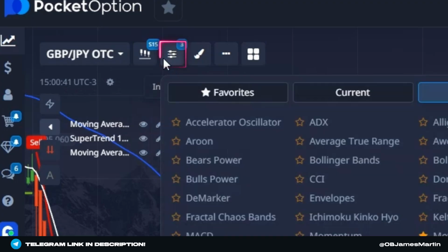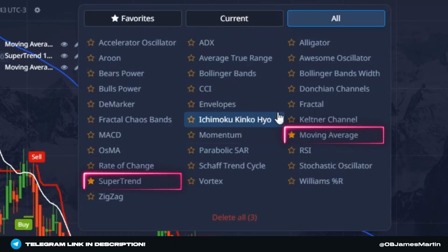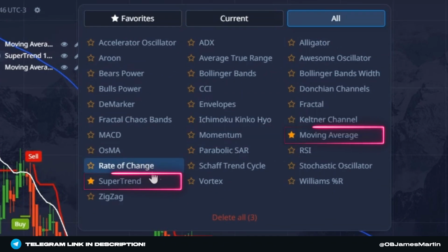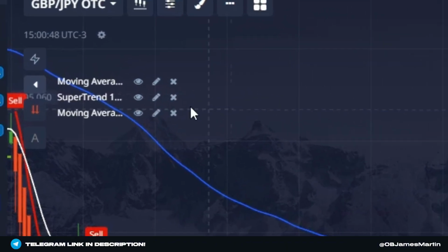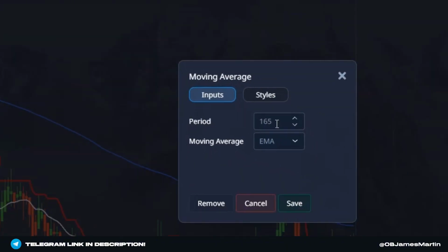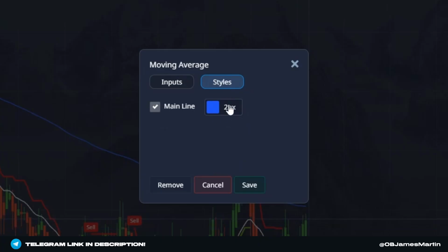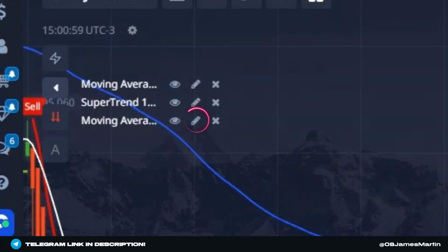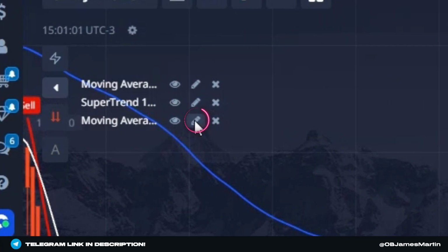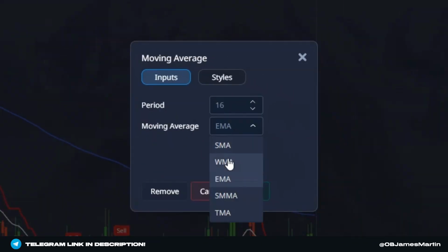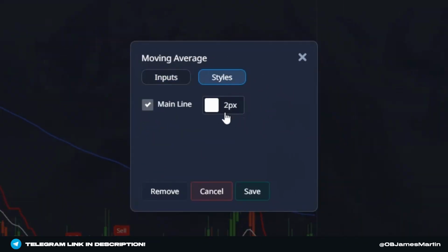Okay, that will be with moving average, 2 lines of that, and Supertrend. So the first line we're gonna use 165 EMA. That's a great number. Don't forget to change that, that's important. The color is up to you. All right. The second one, 16 EMA, and the second it's white.